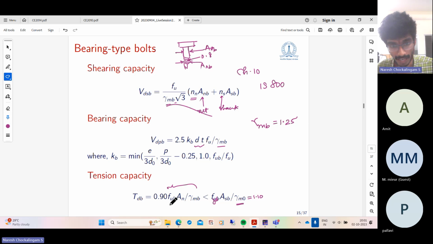So in case this value is greater than the value given by yielding of the bolt, where fyb is the yield stress of the bolt multiplied by the shank area divided by gamma m0, you need to take the yielding value, because you don't allow the bolt to yield under tension. It is not as ductile as the molds.